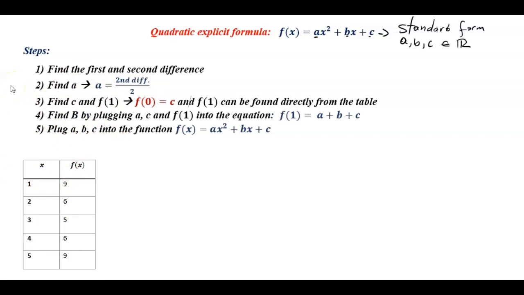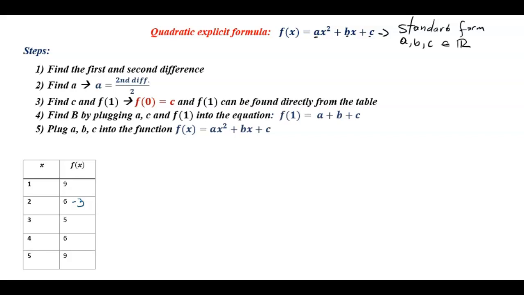The first thing we're going to do is check to see if this table represents a quadratic function by finding the first and the second difference. To find the first difference, we ask, what do I add to 9 to get 6? That's -3. So that's -3 here. 9 minus 3 is 6.